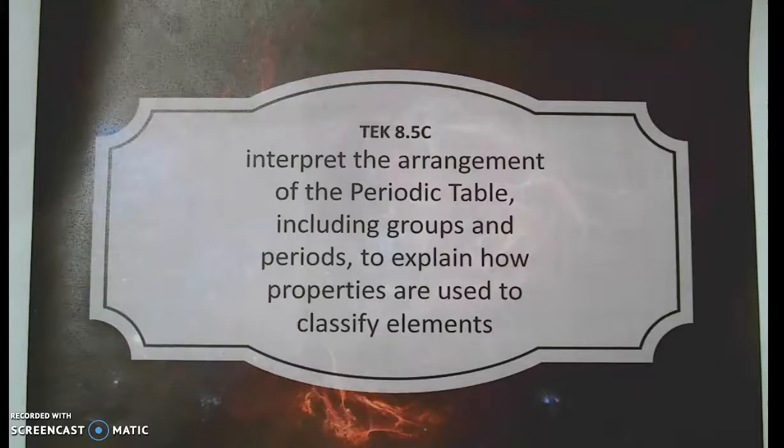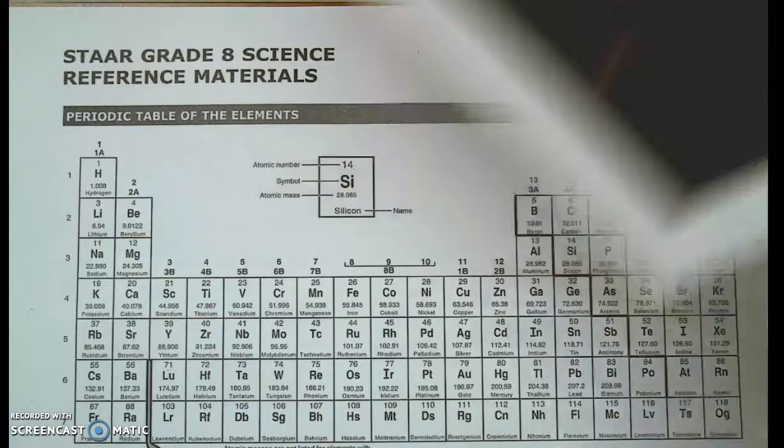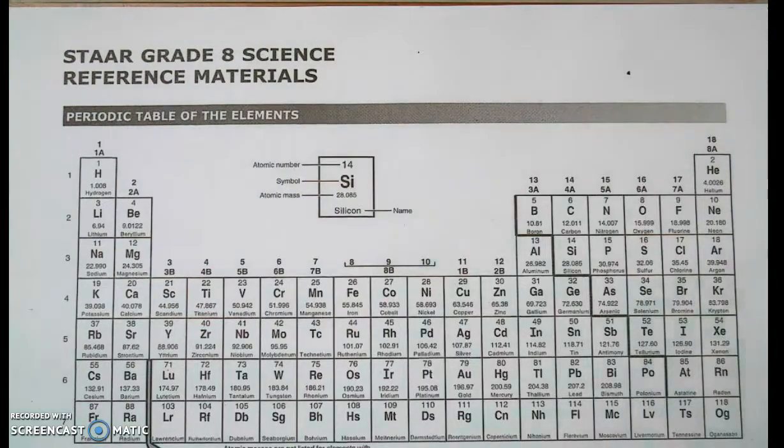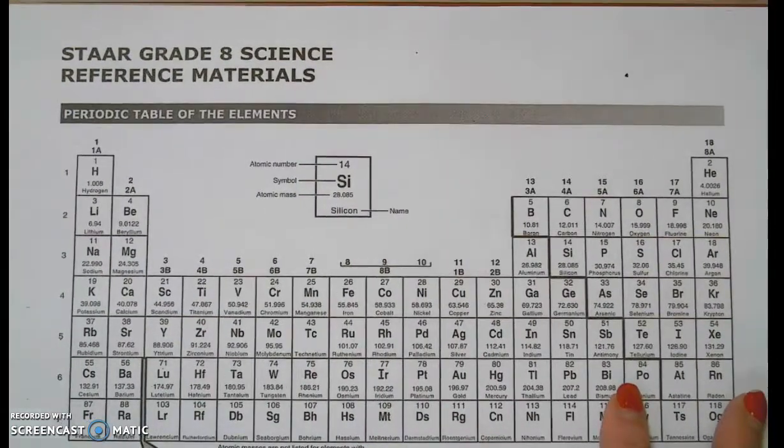Good morning, everybody. Today we're going to review TEK 8.5c, which is interpreting the arrangement of the periodic table, including the groups and periods, to explain how properties are used to classify elements. And of course, the first thing we need for this activity is our periodic table. And we're going to start like we would always start off.